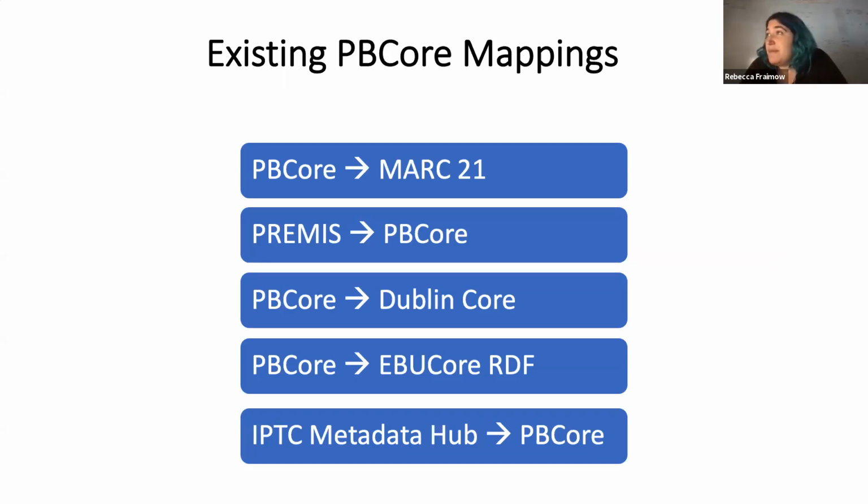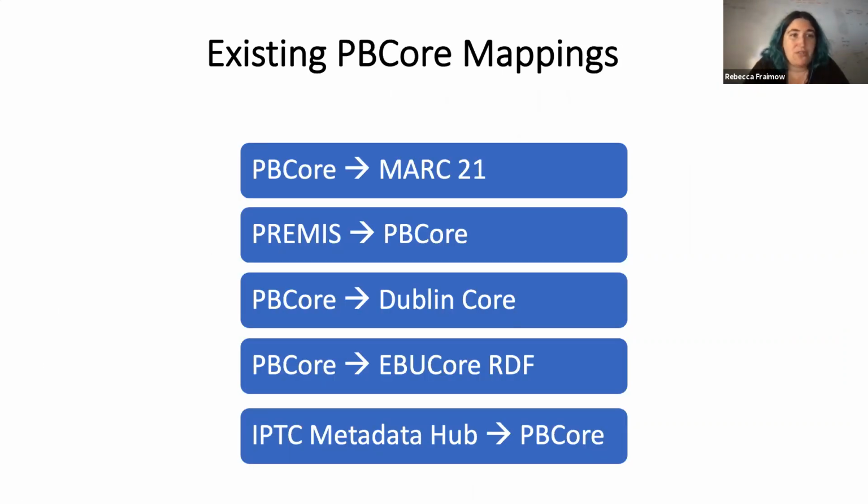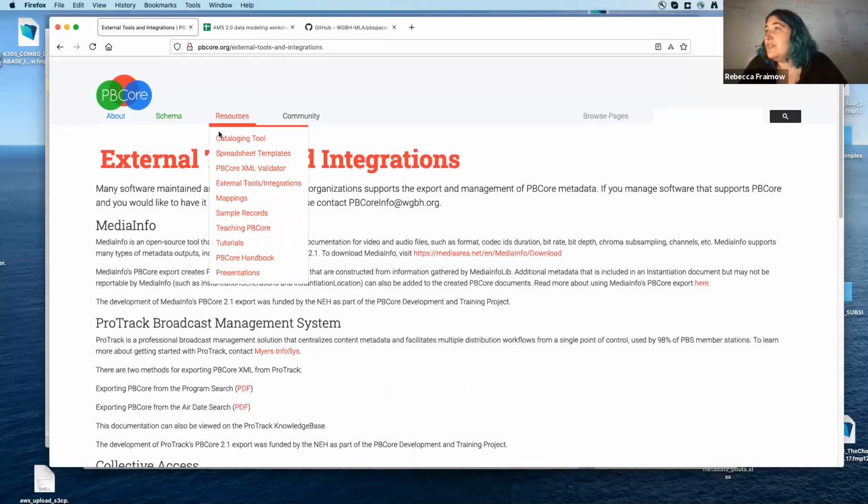So the existing PBCore mappings, and I referred to a couple of them already, are PBCore to MARC 2.1, PREMIS to PBCore, PBCore to Dublin Core, PBCore to EBU-Core RDF, and the IPTC Metadata Hub one that I showed you before. I'm just going to jump out of my presentation again for a second because you'll get a better view of these if I walk through them on the website. So here are PBCore's existing mappings.